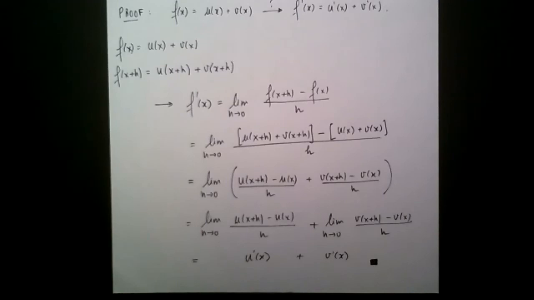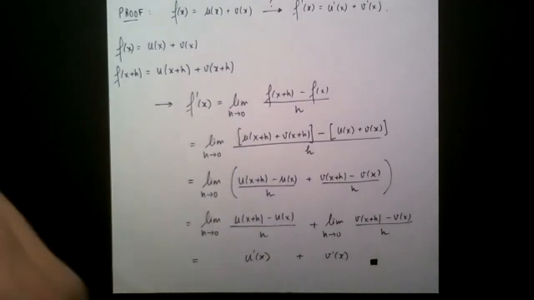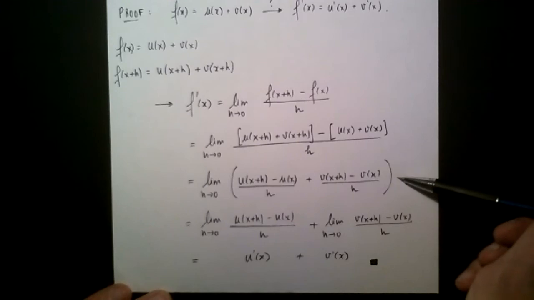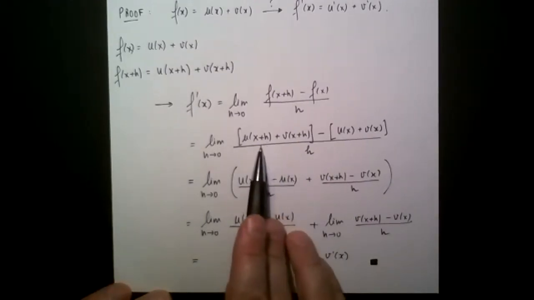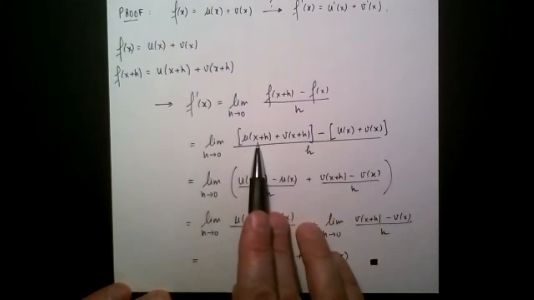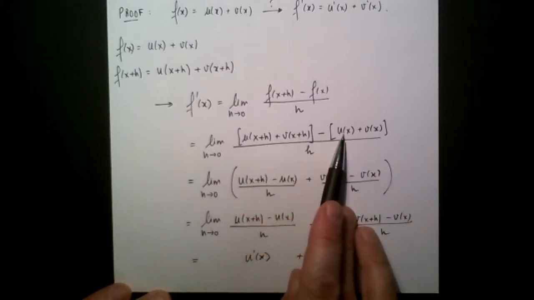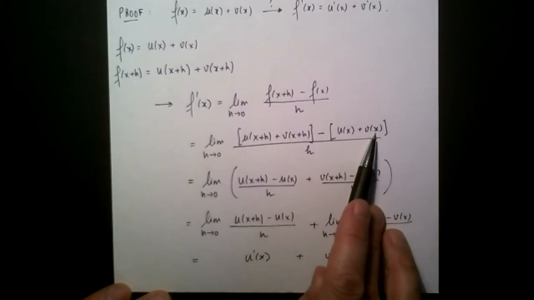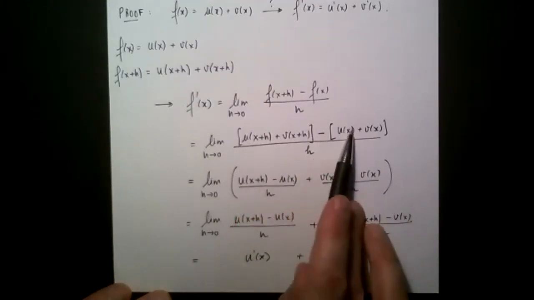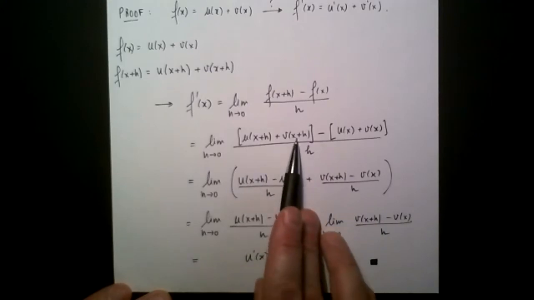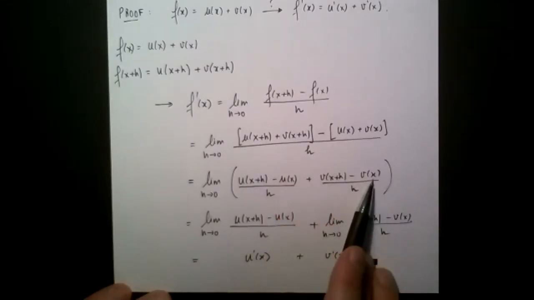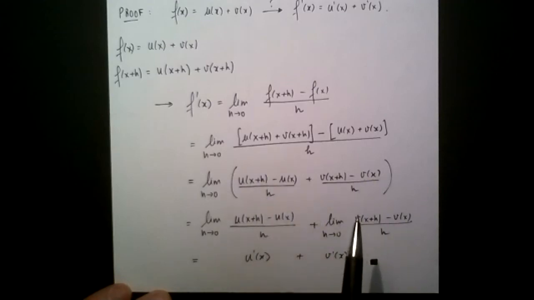I have a question. Sure. Can you re-explain step 2? The third line. Nothing, I did nothing. I just opened everything on top. So I have u(x+h) + v(x+h) - u(x) - v(x), right? And then I combine u(x+h) - u(x) plus v(x+h) - v(x), and I separate it into two fractions. Just basic algebra.